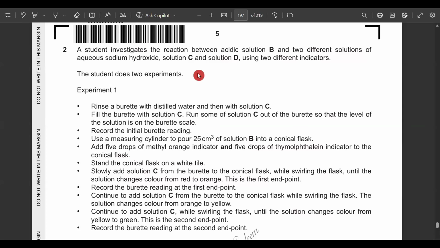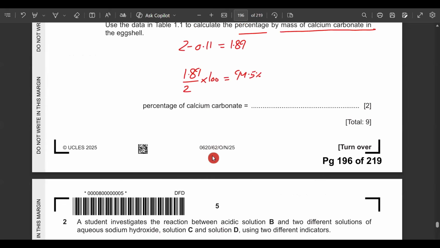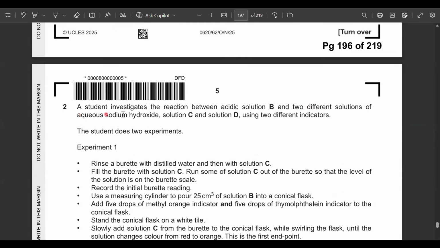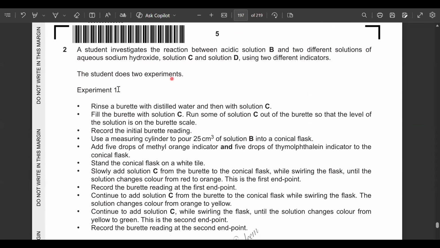All right, so today we will continue the same paper 6-2 of October 2025, continuing from question number 2. A student investigates the reaction between the acidic solution B and two different solutions of aqueous sodium hydroxide, which are solution C and solution D, using two different indicators. The student does two experiments.